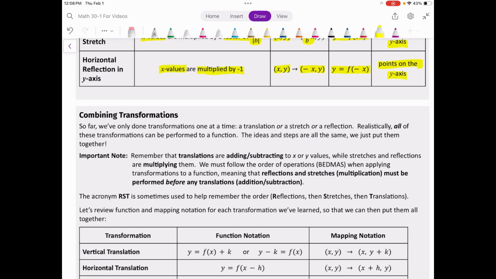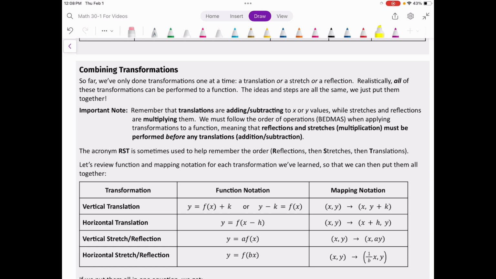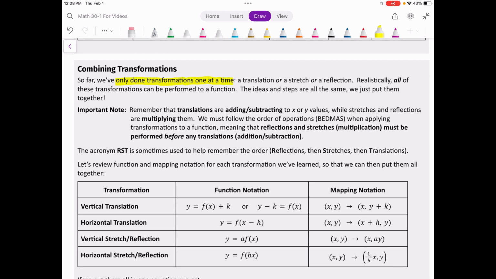Right, so let's put it all together now, folks. That's all we're going to do here, okay? We're going to take all the pieces that we've talked about and put them all together. So far, we've only done one or the other, right? We've only done transformations one at a time. We might have done a translation or a stretch or a reflection. But realistically, all of these transformations can be performed on a function. Everything's the same. Nothing's going to change here. The ideas and the steps are everything we've talked about. We're just going to put them all together, right?